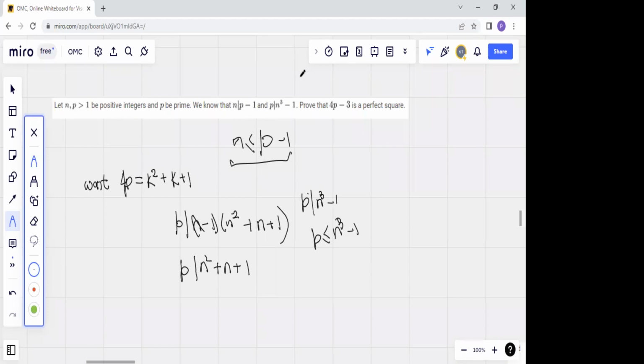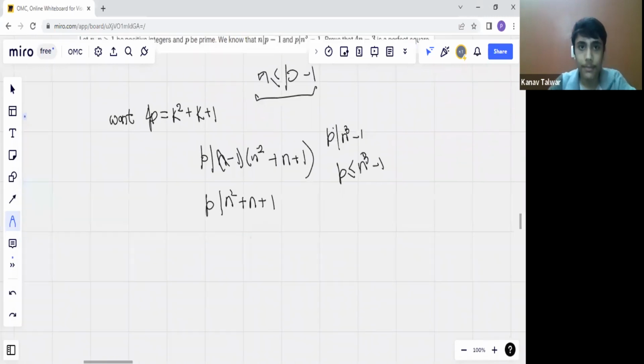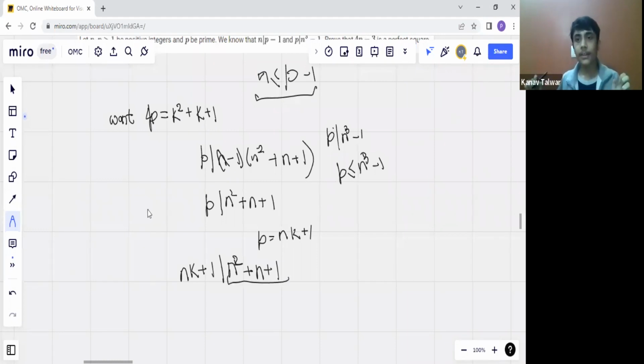If you just replace p with nk plus 1 or something. Yes, exactly. So just p to be some kn plus 1, because we know n divides p minus 1. So we can write this. And so we have nk plus 1 divides n squared plus n plus 1. And now we just try to lower the degree of this thing. So this turns out to be something linear. And then we can do size ideas to get something nice.